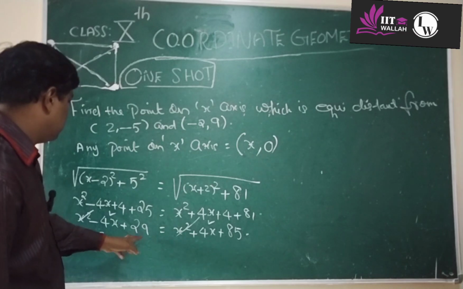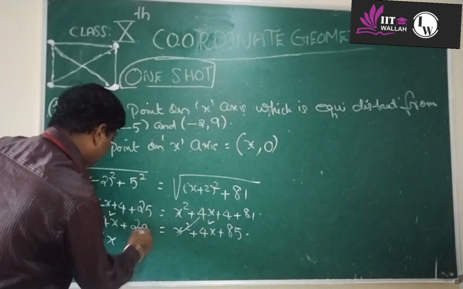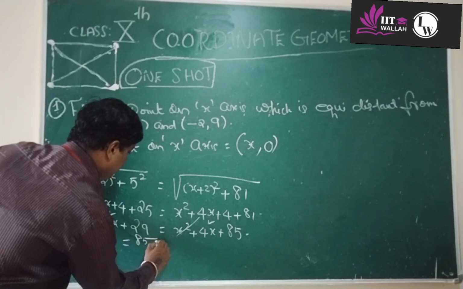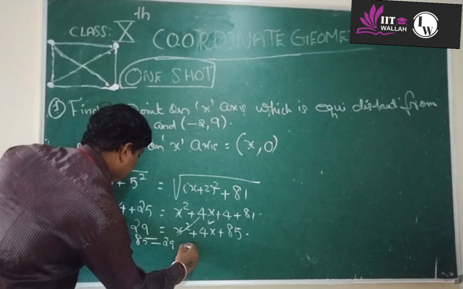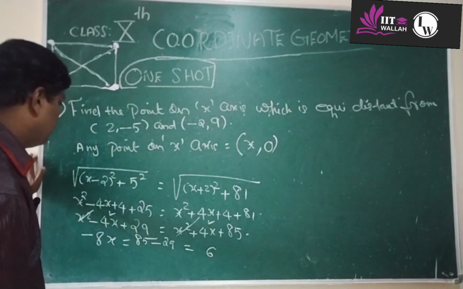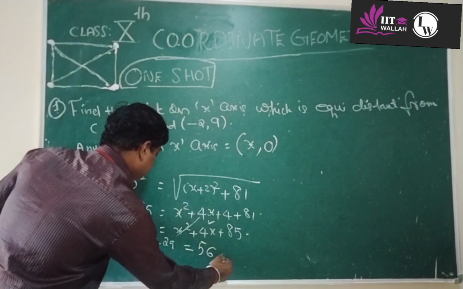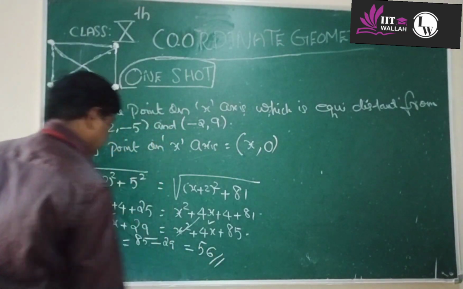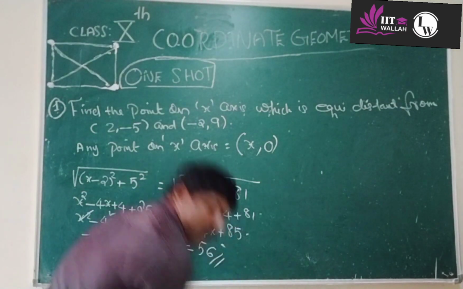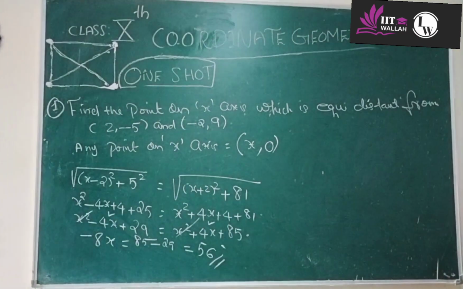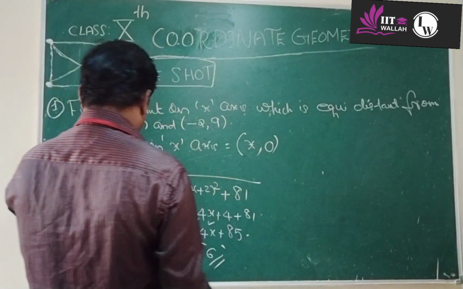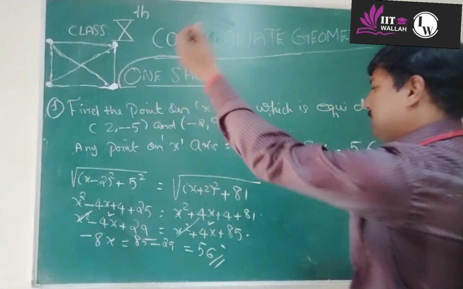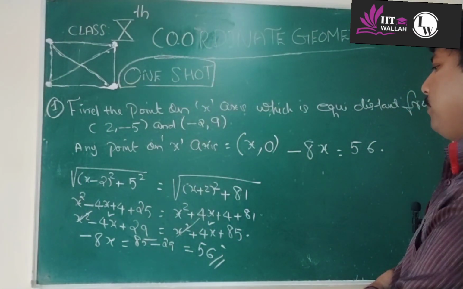Now take this there. You take this here and take this there, equal to 85 minus 29. 85 minus 29 is 56. So we got it as 56. Minus 8x is equal to 56. Okay.